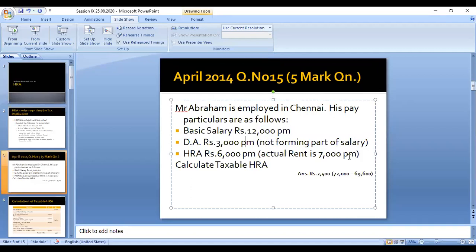Every month he paid 7,000. So everything is given per month only. Now what you have to do? You have to calculate taxable HRA, taxable house rent allowance. Okay, so this is the answer.